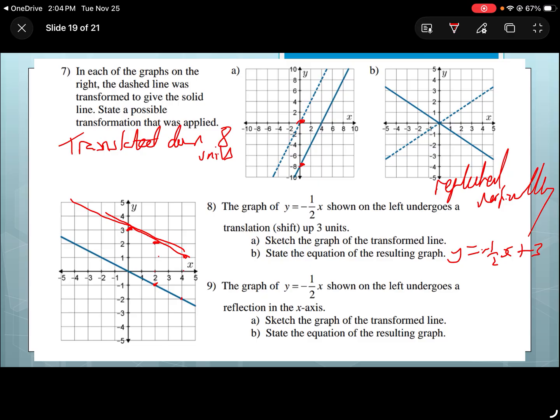The graph y equals negative a half x shown on the left undergoes a reflection in the x-axis. Sketch the graph. It was negative a half x, so therefore it's going to be positive a half x, which again means you go 2 to the right and 1 up. So it starts here, 2 to the right, 1 up, 2 to the right, 1 up, 2 to the right, 1 up, and it can look something like that. State the equation: y equals a half x. It was negative, now it's positive.